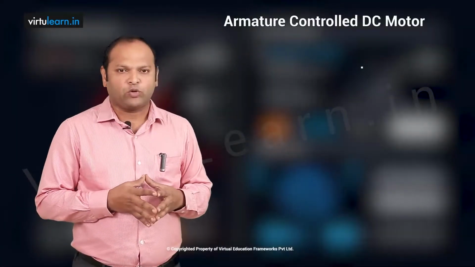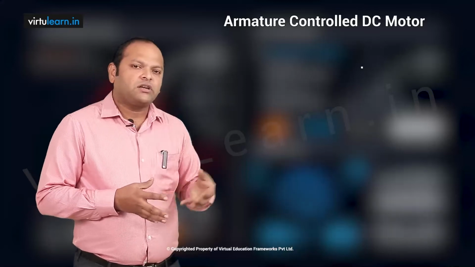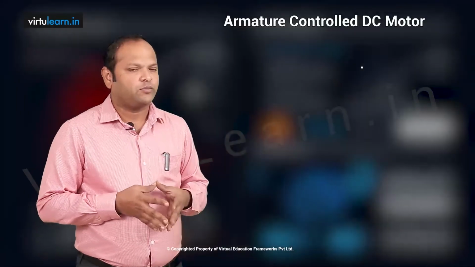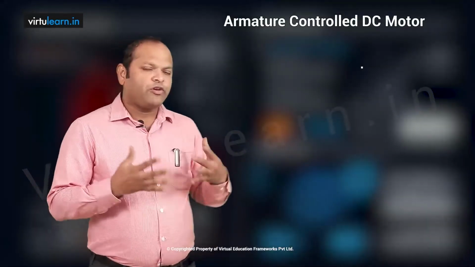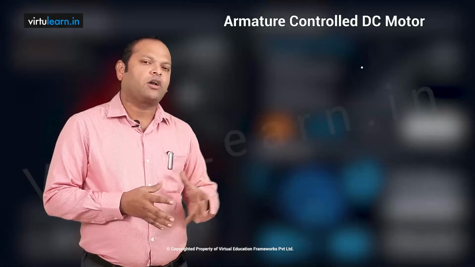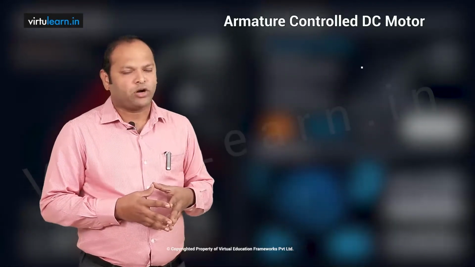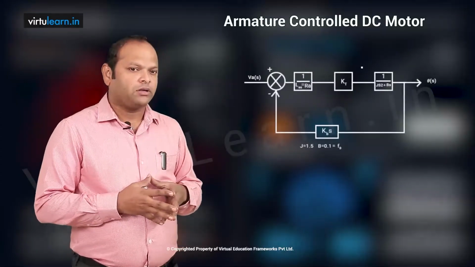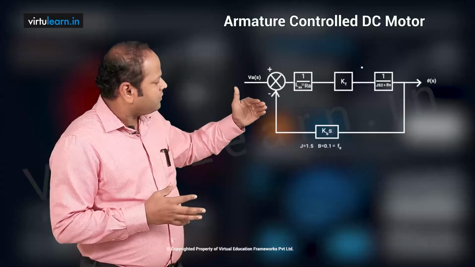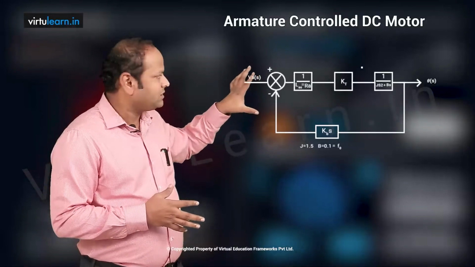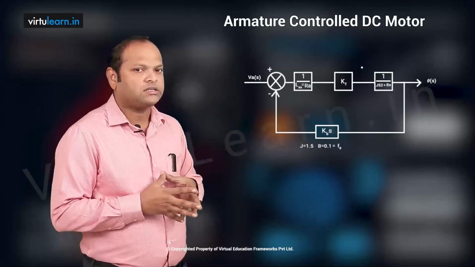Armature control DC motor. For the armature control DC motor, we can develop the state model. We will see how to develop the state model. We know the block diagram of the armature control DC motor, and from the block diagram we will develop the state model. If you recollect the block diagram which we have derived already, that block diagram is like this. This is the block diagram of the armature controlled DC motor.